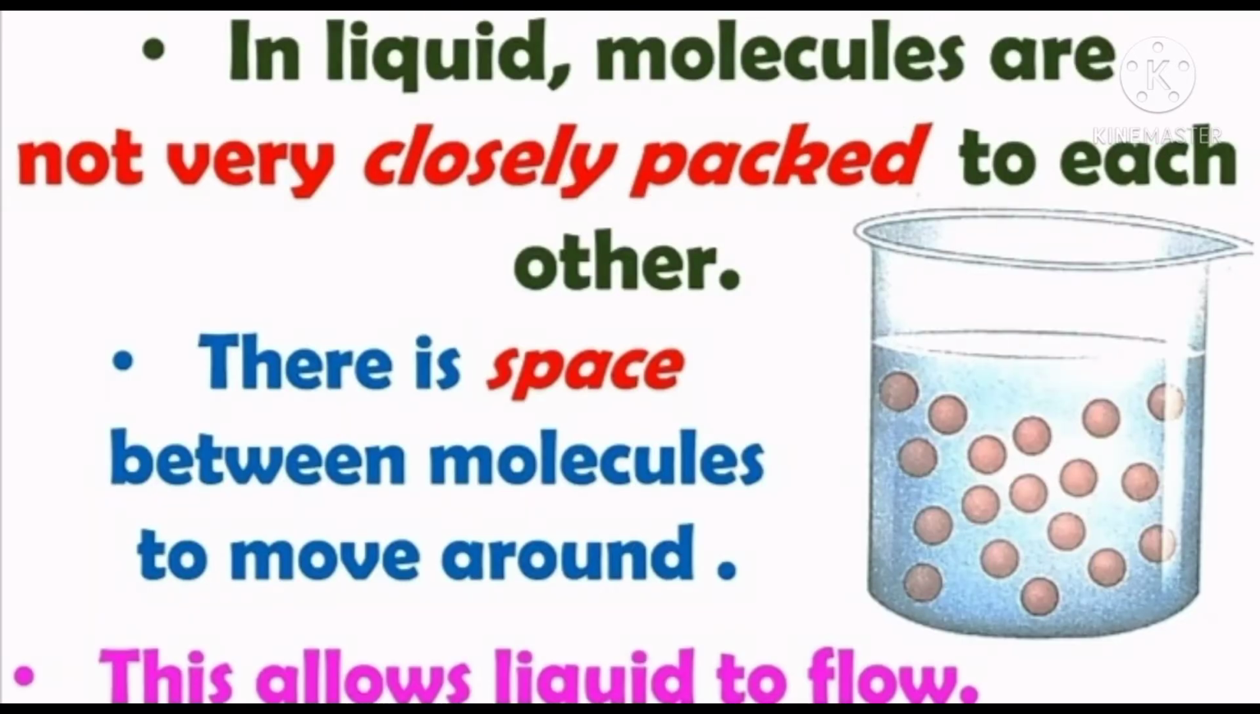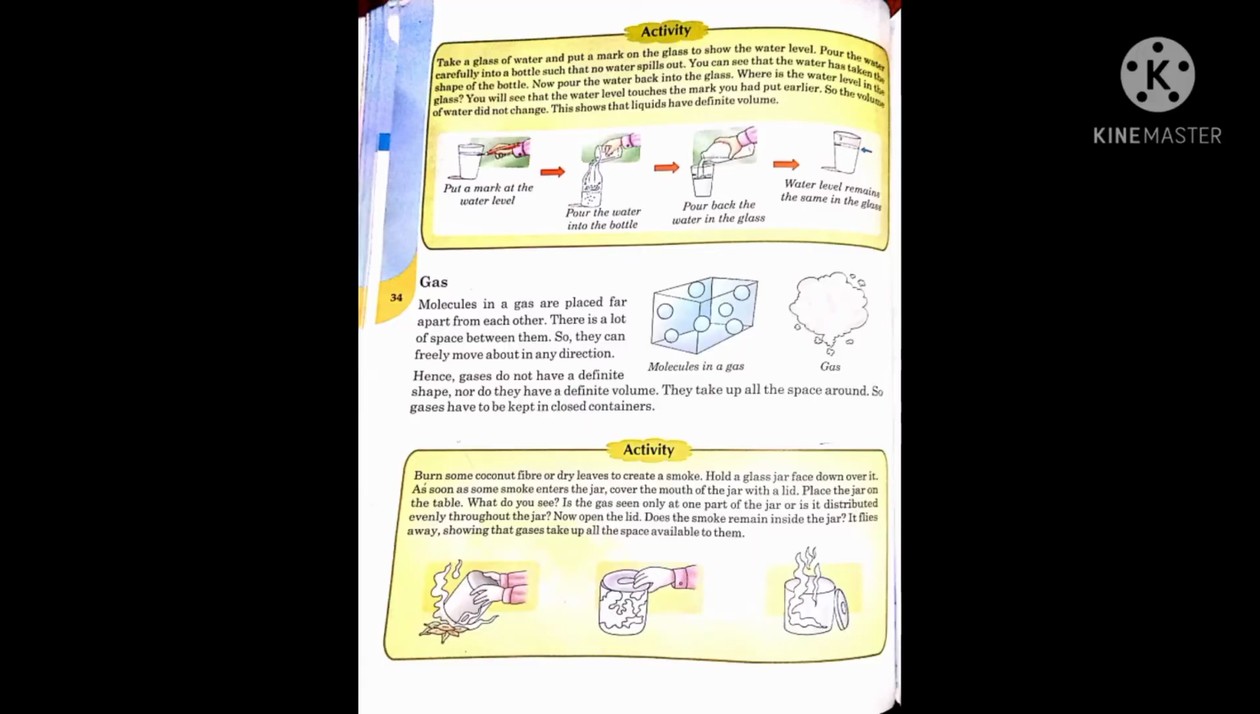In liquid, molecules are not very closely packed to each other. As you can see in this picture, there is a beaker and there is water in it. As you can see, the molecules are not very closely packed to each other. There is a space between molecules to move around, and this allows liquid to flow, so liquids are also called fluids. Now come to the next page.